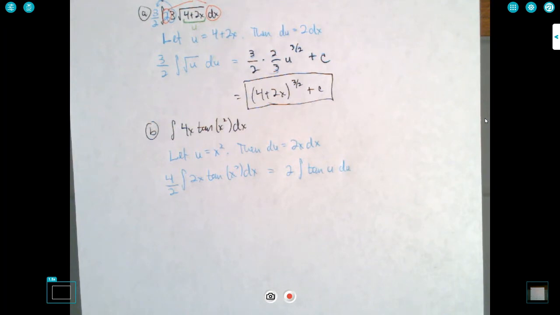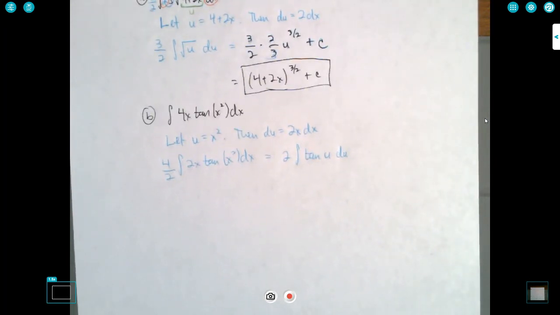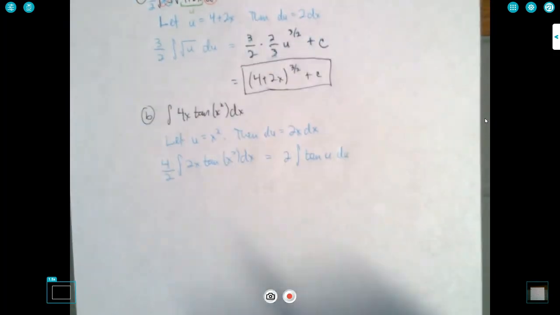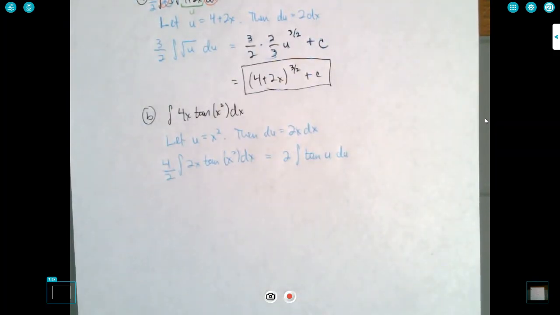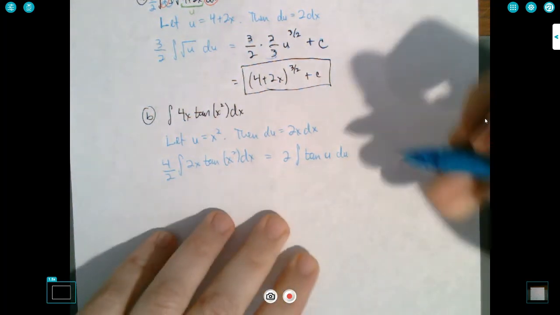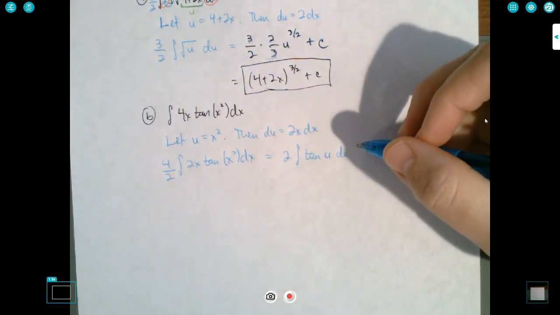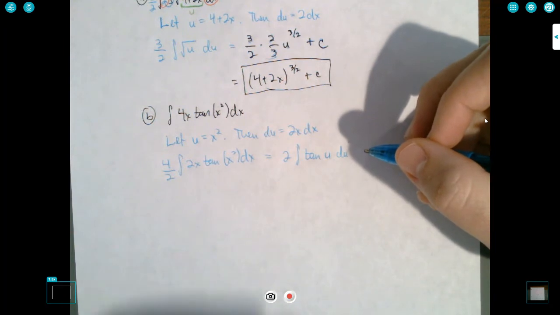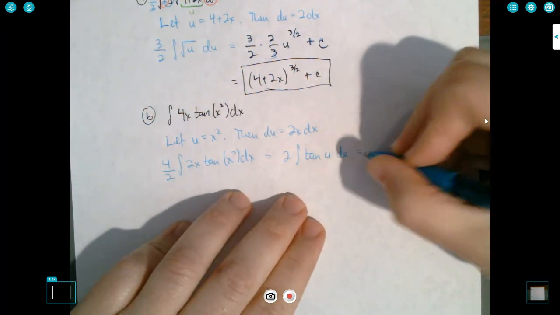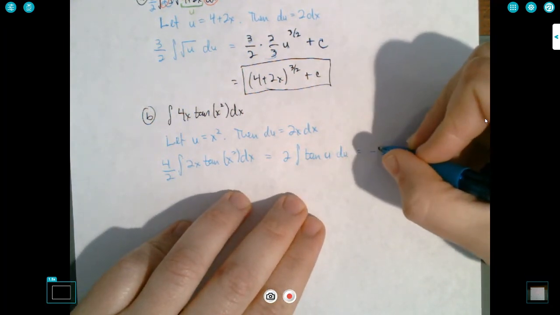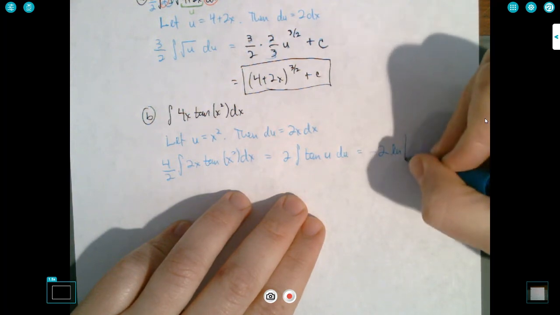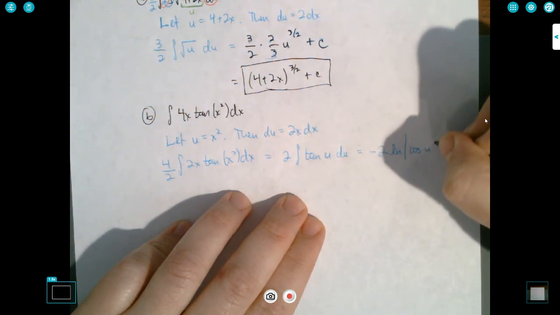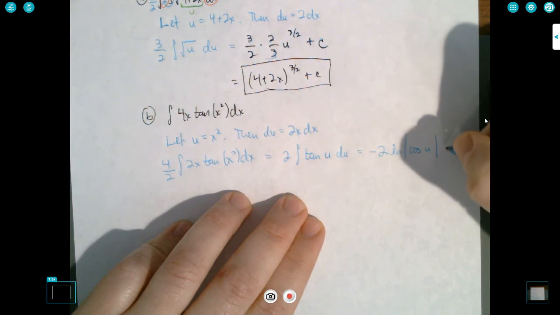So now we just have to remember what the integral of tangent u is. You should remember from your previous calculus classes that the integral of tangent u is negative natural log of the absolute value of cosine u. Okay, so this would be negative 2 times the natural log of the absolute value of cosine u plus c.